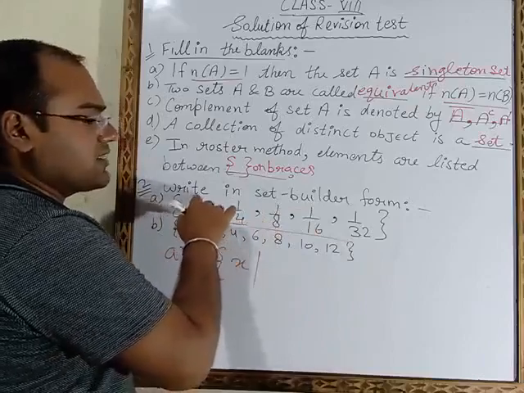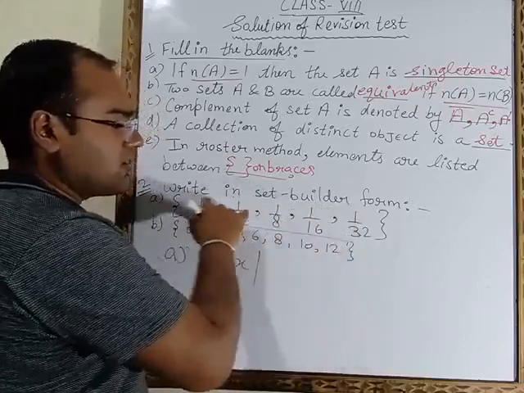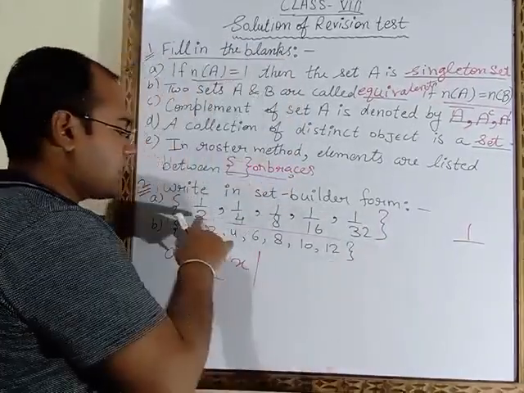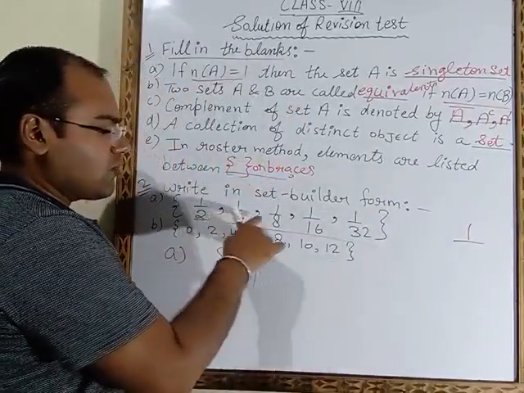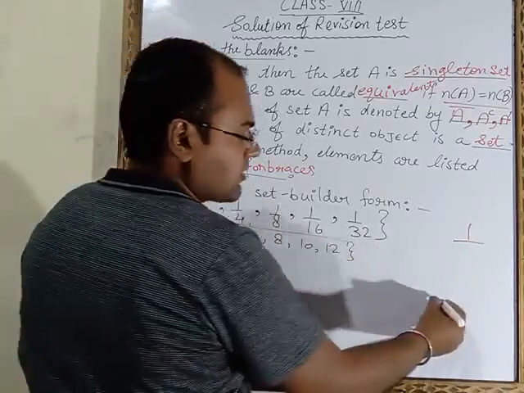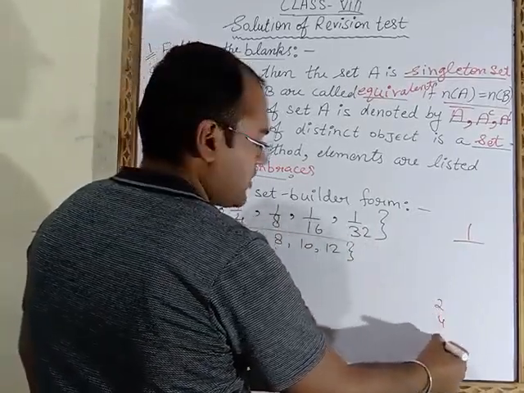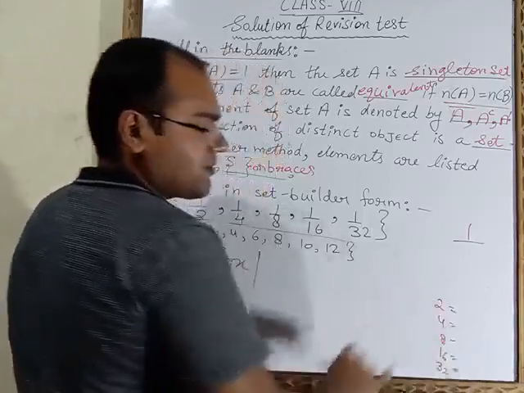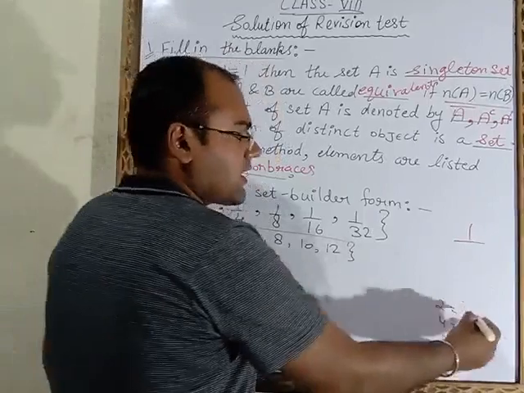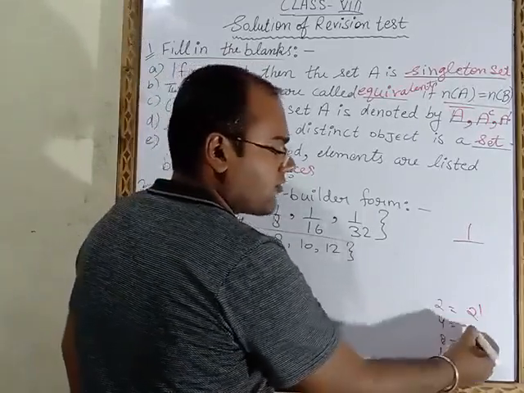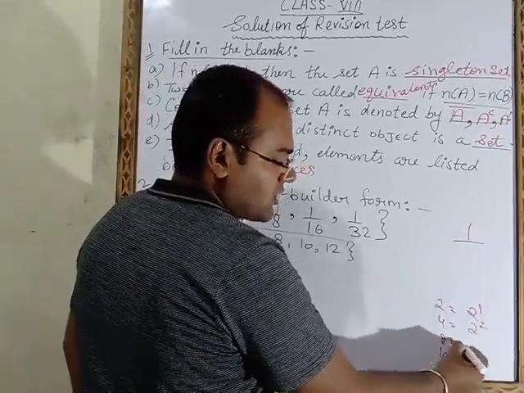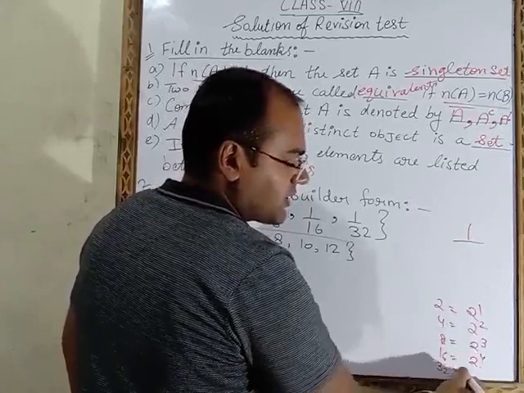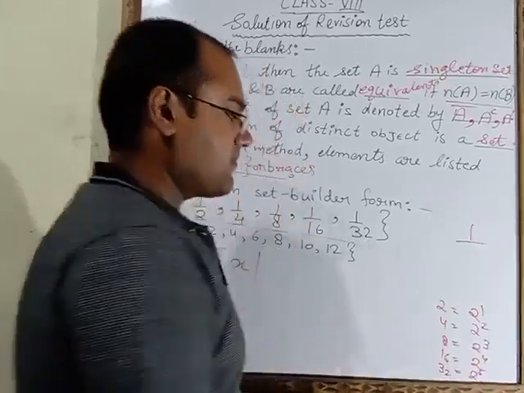Here we observe that in the numerator only 1 is coming. That means 1 will be in the formula. But in the denominator 2, 4, 8, 16 and 32 are coming. 2 we can write as 2 power 1. 4 we can write as 2 power 2. 8 we can write as 2 power 3. 16 we can write as 2 power 4. And 32 we can write as 2 power 5.